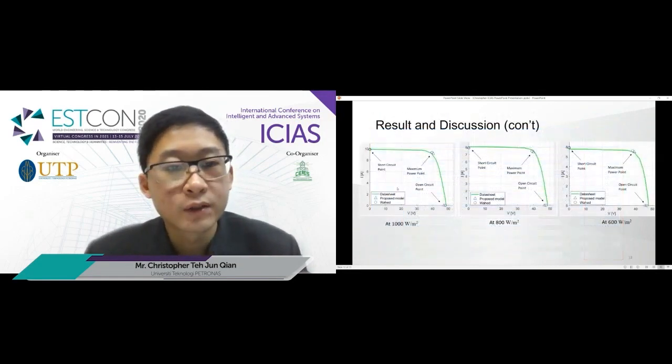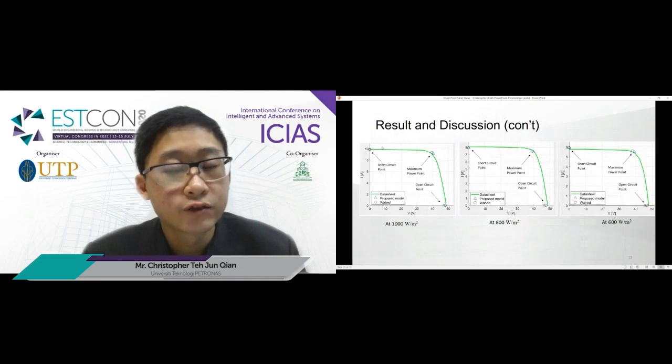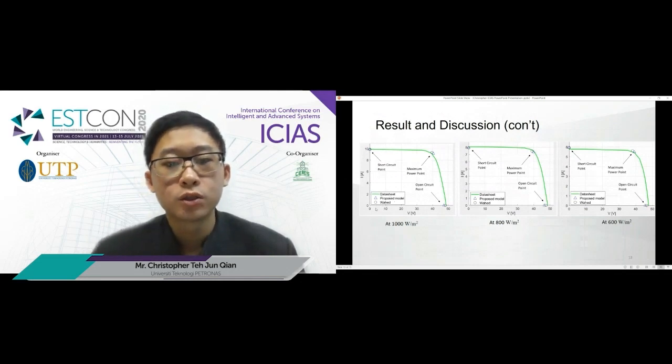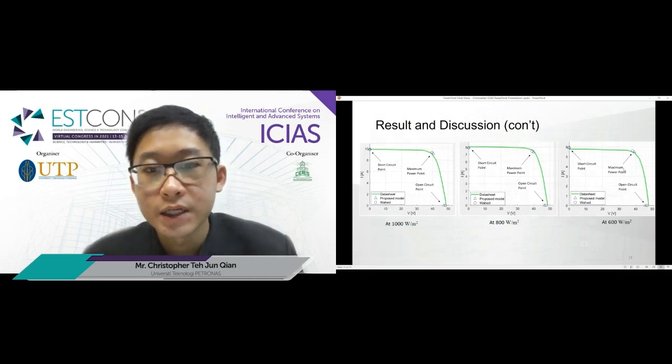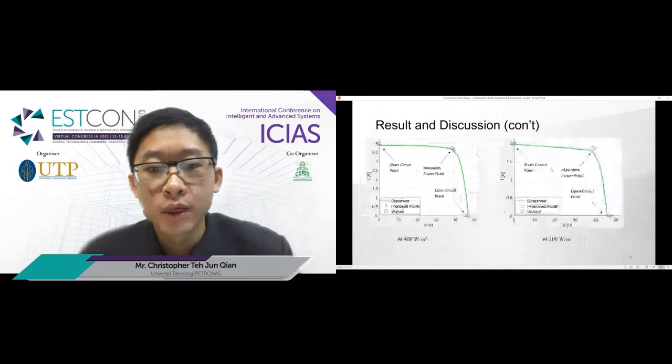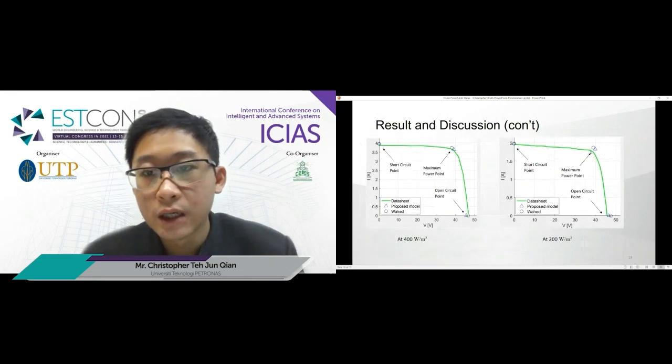So for you to have a better visualization, the values are plotted in MATLAB. You can see that the green one is the datasheet simply provided by the manufacturer. And then the circle one is the Wahid one, and the rectangle, triangle one is the proposed model. So this is at the high irradiance level. Both of the works can achieve high accuracies. And then when it turns into the low irradiance level, the accuracy degrades.